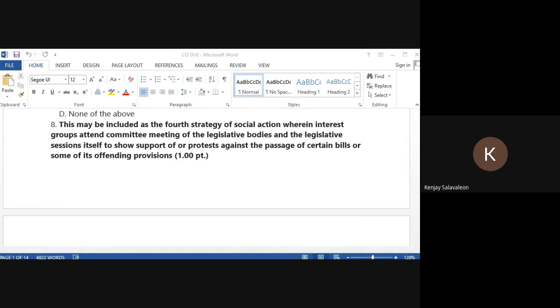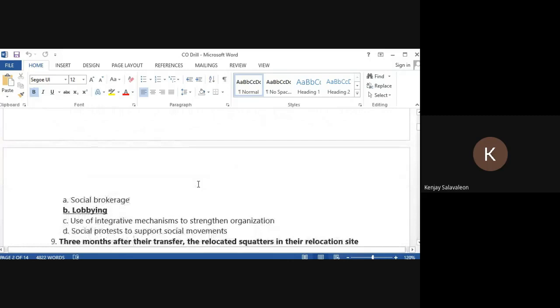we are looking into the 4 strategies in social action. Which of these options ang tinutukoy na wherein the group attend a committee meeting of the legislative body and legislative session? Yung 4. Okay? First is social brokerage. Second is lobbying. Third is use of integrative mechanisms to strengthen organization. And fourth is social protest to support social movement. Itong social brokerage, ang point dito is may responsibility ang primary responsible person dito is si social worker. He is acting on behalf of the community, no? That is why he try to have an engagement with other system.